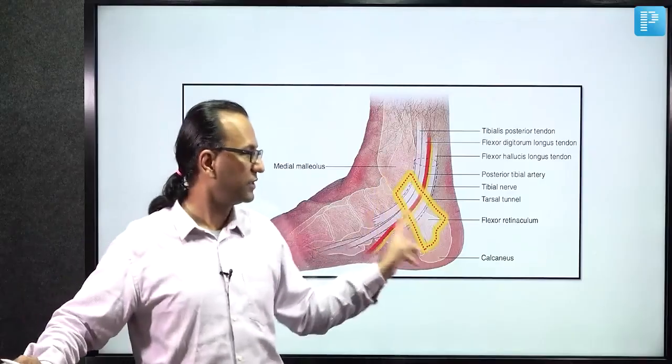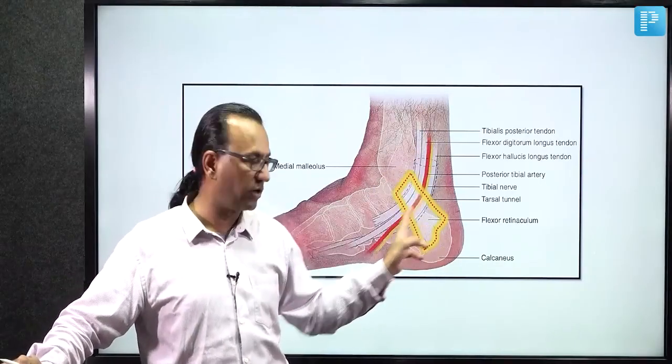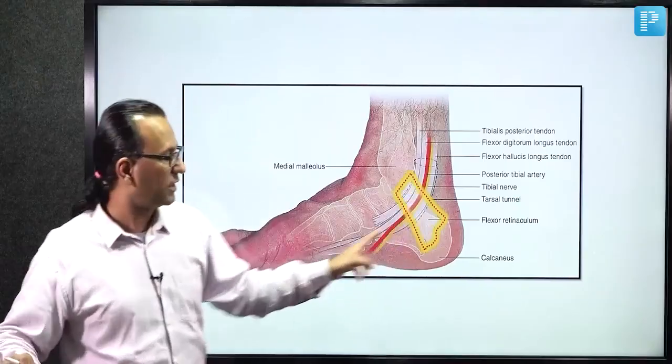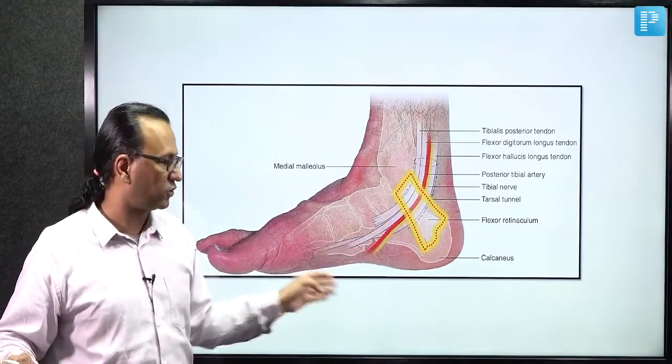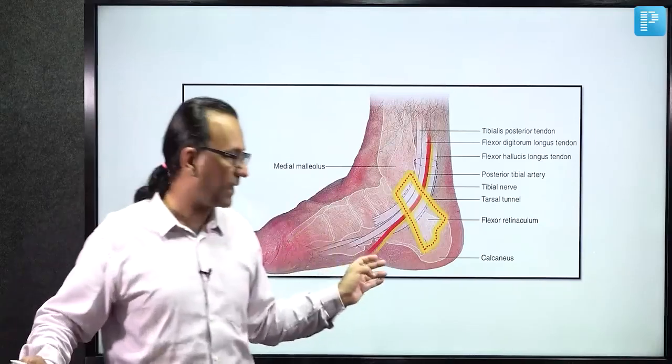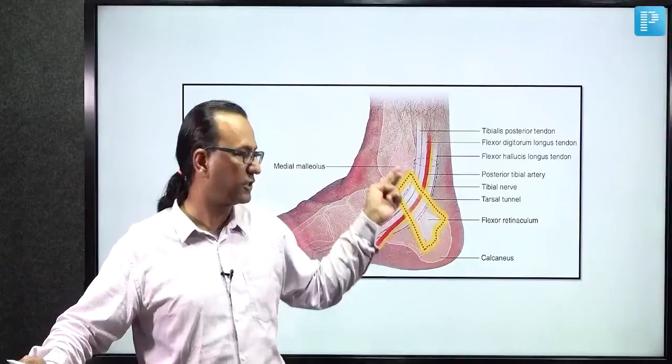They all pass under flexor retinaculum. As the posterior tibial nerve comes here, it can be compressed. It is called tarsal tunnel syndrome, compromising the branches in the sole, which are called medial and lateral plantar nerves. There will be sensory loss on the sole, and some of the muscles of the sole may not be working if there is a compression of posterior tibial nerve under flexor retinaculum, tarsal tunnel syndrome.